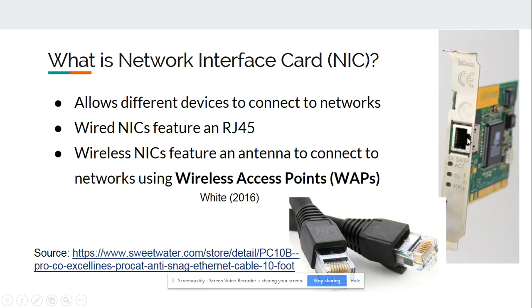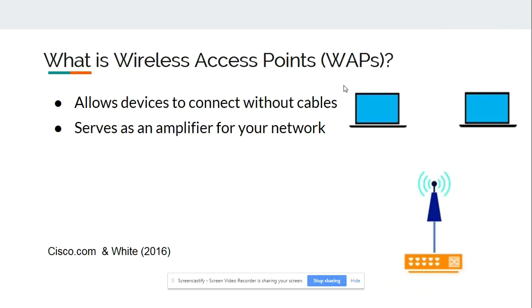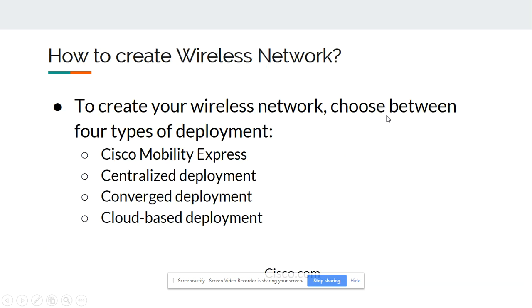That's a wired NIC. Wireless NICs use what we call wireless access points. Wireless access points use an antenna like this antenna right here, so that the antenna amplifies the network, and then the computers can communicate with one another.